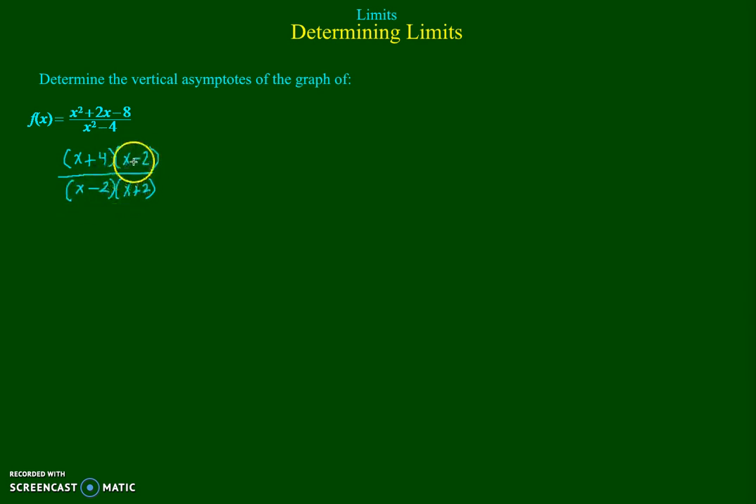We have a common x minus 2 factor here, so these go away, and we're left with x plus 4 over x plus 2. Now we can see that x equals 2 is not an asymptote, it's a hole, because these factors canceled out. But here, the x plus 2 is still there, so -2 is still a vertical asymptote. This denominator goes to 0 at x equals -2. So that is our vertical asymptote.